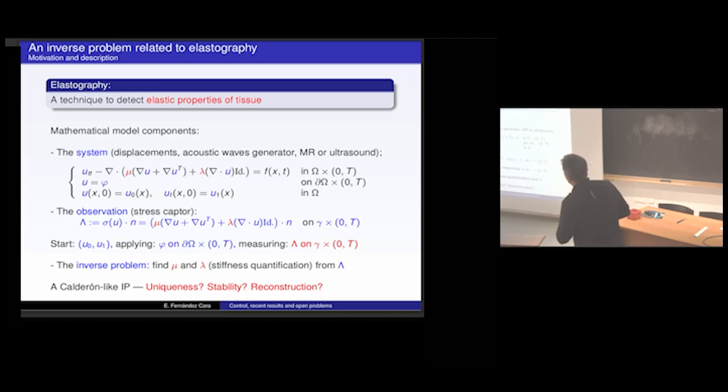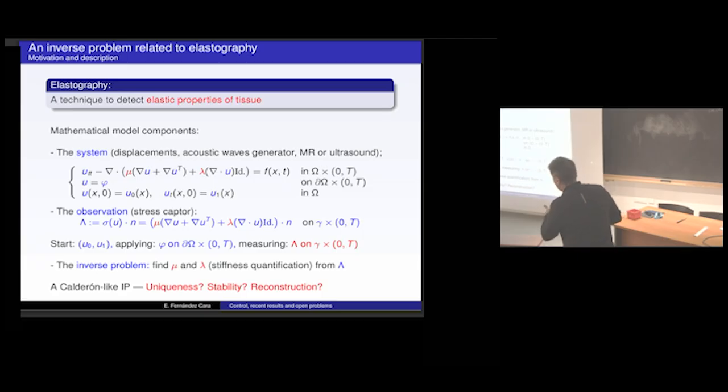The inverse problem consists in computing, if possible, mu and lambda from properties of the solution to this system. And the property that you observe, this is the observation, is the values of the normal stresses on a part of the boundary. So the elastographic process consists in fixing phi, which is the displacement on the boundary of omega, and then measuring, observing the values of the stress generated by phi. This is what the professionals call a stress captor.